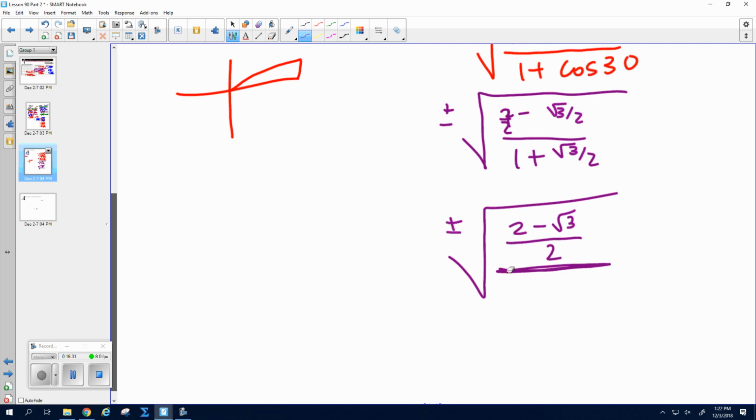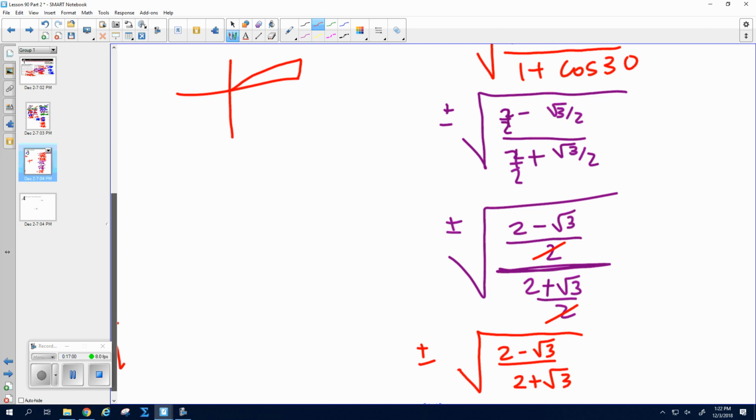And in the bottom, you got to change this guy to 2 over 2. So you have 2 plus the square root of 3 over 2. Okay, what cancels right there? Yeah, these 2's cancel. So then I've got plus or minus the square root of 2 minus the square root of 3 over 2 plus the square root of 3. That's as simplified as it gets.